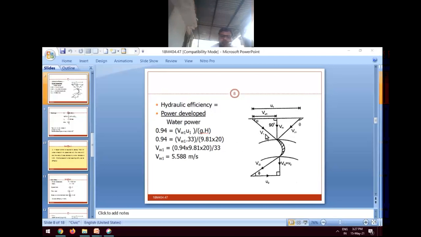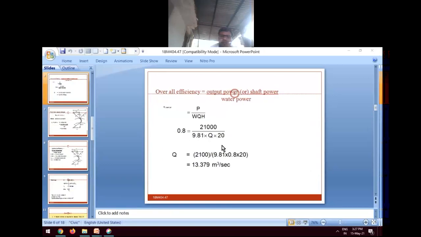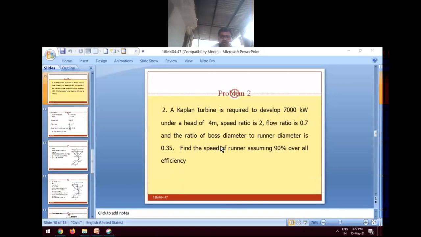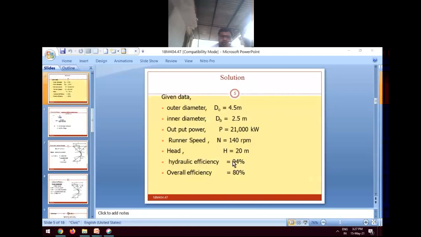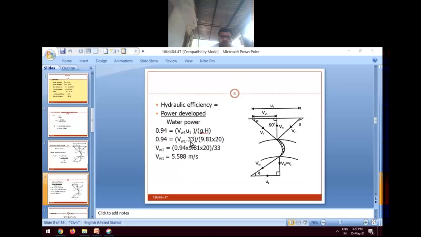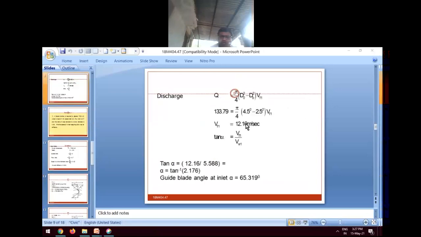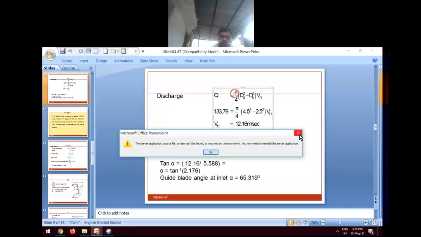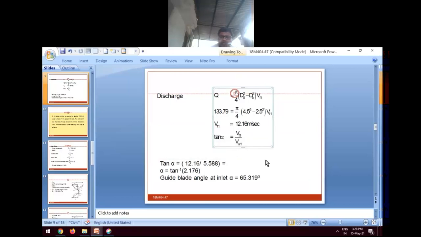Okay, the major hint in this problem is that hydraulic efficiency as well as mechanical efficiency are given, so overall efficiency is given. So you can directly calculate the discharge from overall efficiency, from hydraulic efficiency you can get the blade velocity, and from the discharge equation again you can calculate the flow velocity. From both of those expressions, you can directly calculate the guide vane angle alpha by using the simple relation, that is tan alpha equal to Vf1 by Vw1. This is a simple method to solve the given problem.